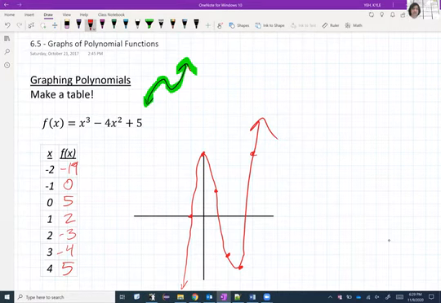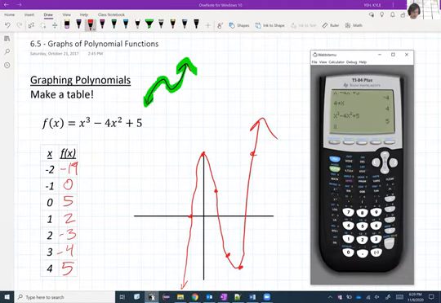So as far as graphing polynomials, tables are often where we're going to go. We're plugging in points, we're looking for the shape of that polynomial. I do want to show you and remind you how we can use the calculator to make this process even easier though. Instead of plugging things in one by one, I'm going to go up to y equals, and I'm going to plug in my function, x cubed minus 4x squared plus 5, hit graph.